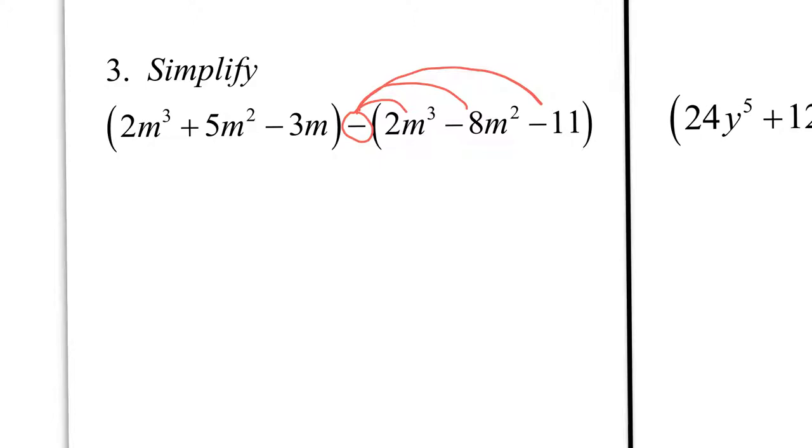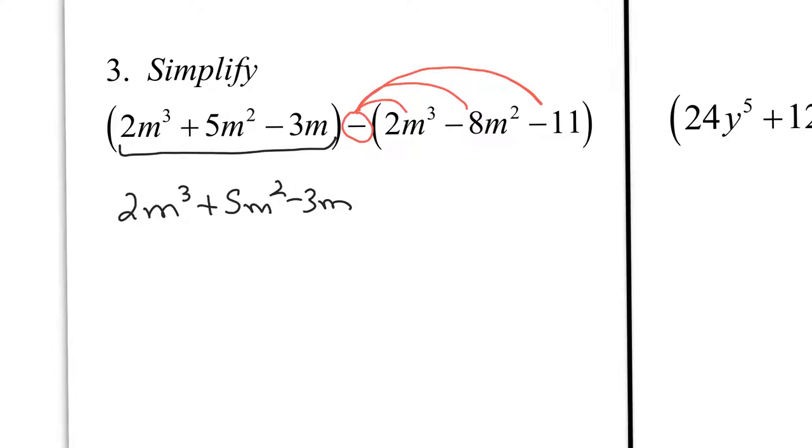The first polynomial is going to stay the same. So I'm just going to bring it down, 2m cubed plus 5m squared minus 3m. I didn't change the signs. I didn't change any of the numbers. But now I'm going to distribute the negative to the second parenthesis.